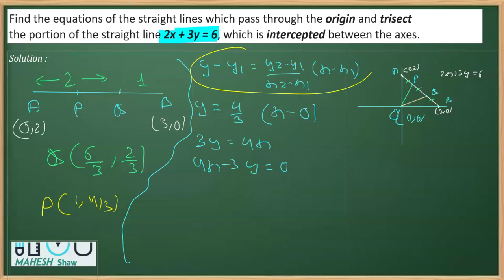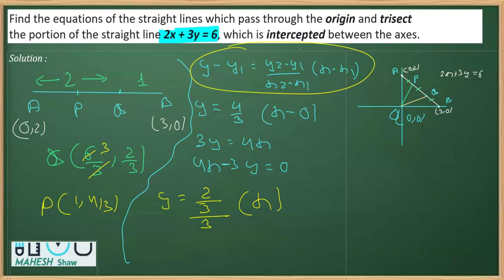Now we are going to get the equation of the other line, that is OQ in this case. Using the same formula, it's y minus y1, which is 0, I've taken this as 0 for the origin, is equal to y2 minus y1. y2 is this, minus 0, over x2 minus x1. x2 is what, 3, right? 3 minus x1, which is 0, into x minus x1, which is 0 again.